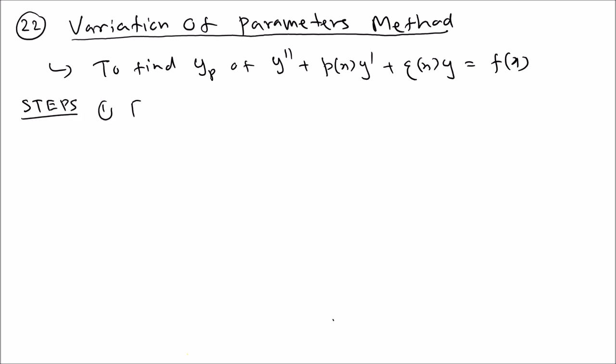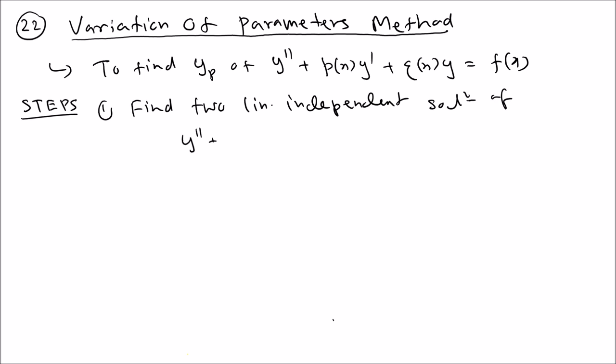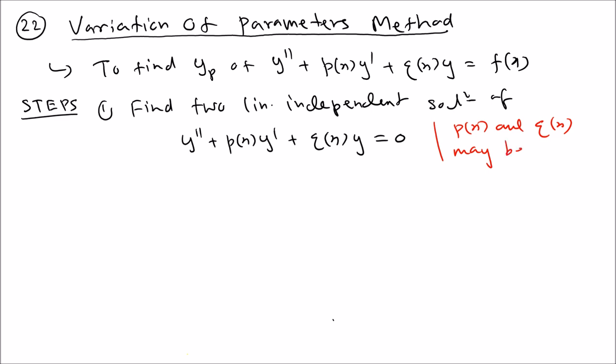The first step: find two linearly independent solutions of the homogeneous equation y double prime plus p(x) y prime plus q(x) y. So we have to solve this first. It can be constant coefficient or maybe Cauchy-Euler. So that's the first thing. And then also p(x) and q(x) need not be, maybe constants. Okay, so that's the first step.